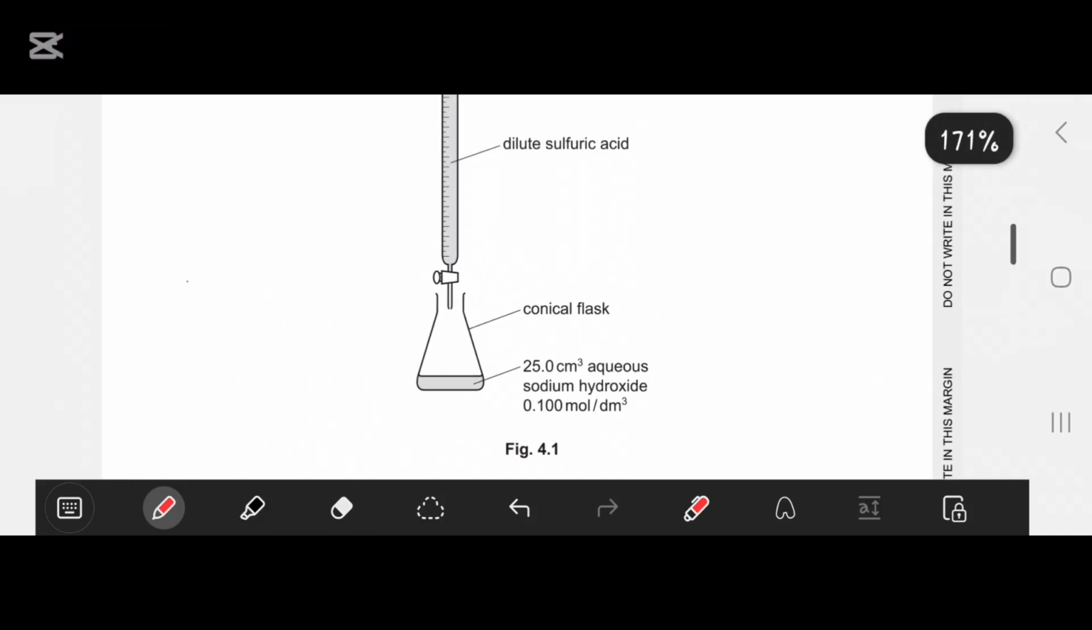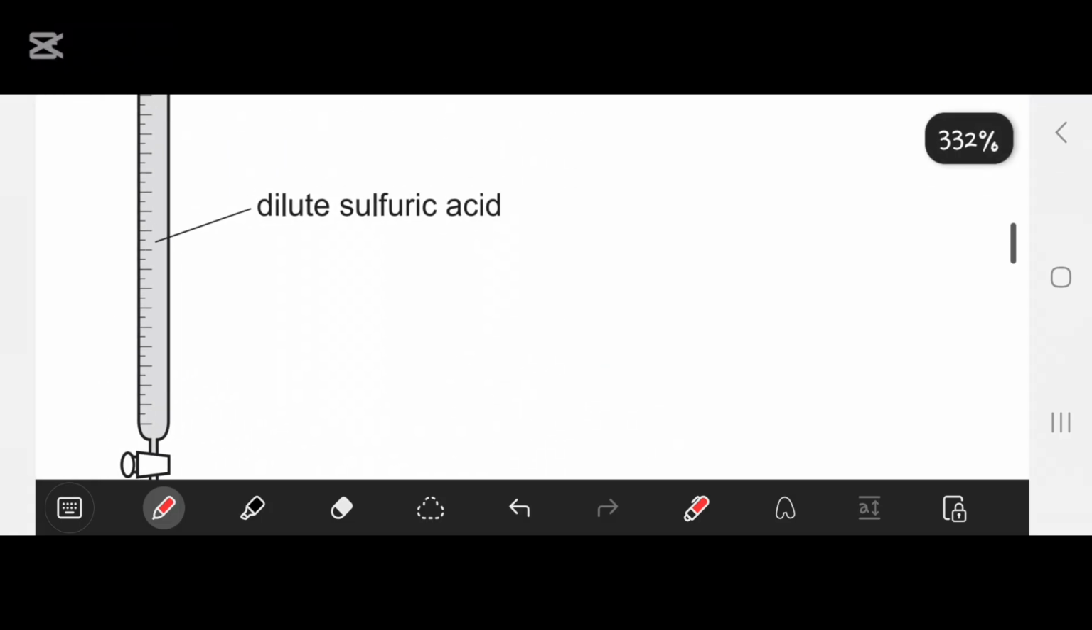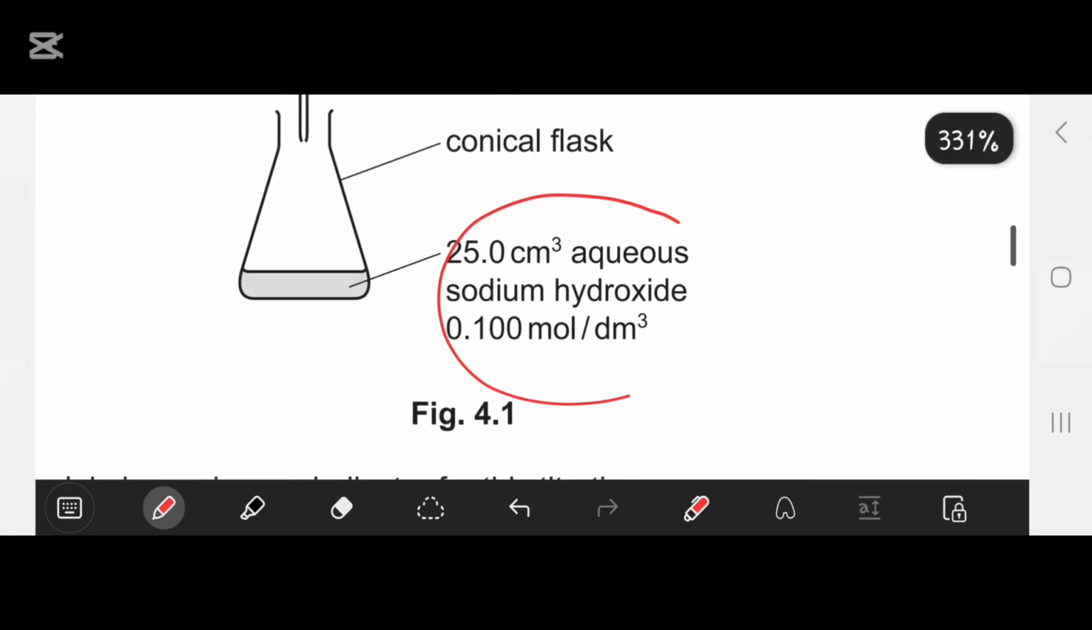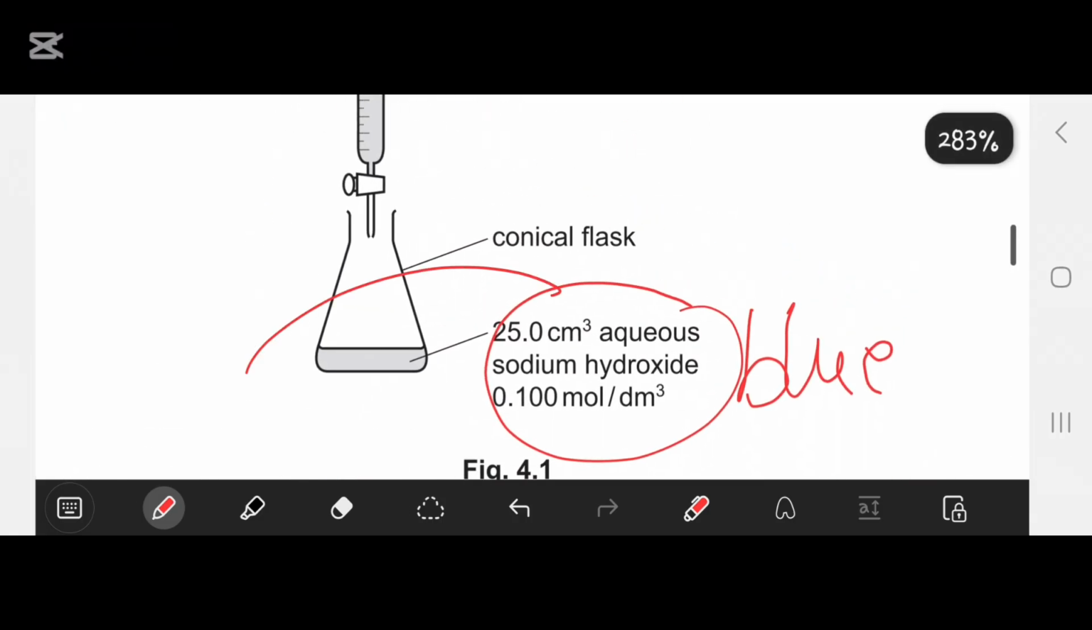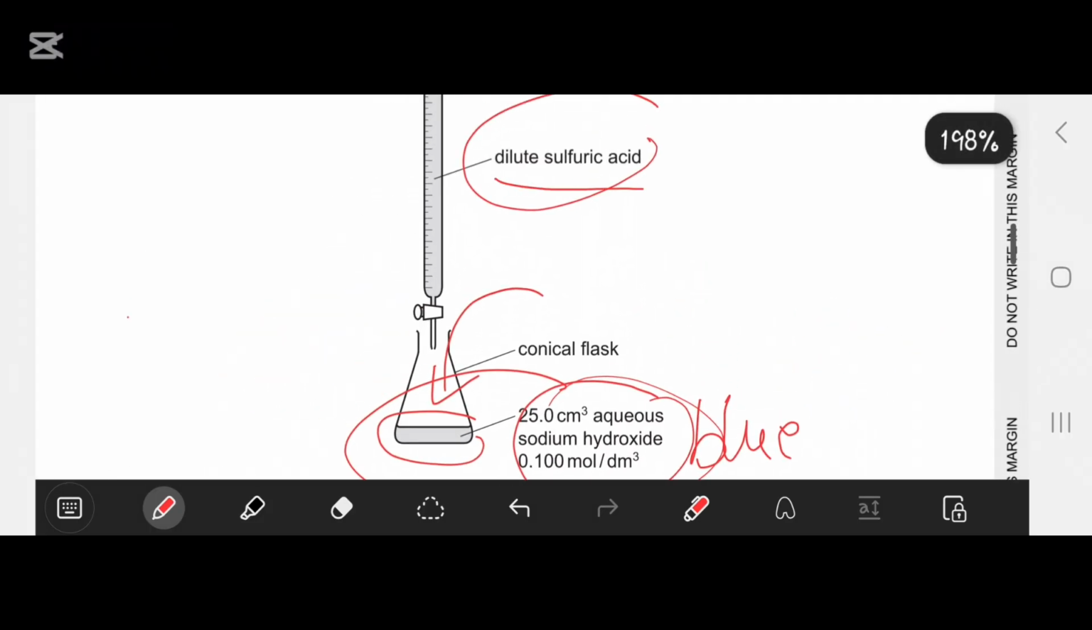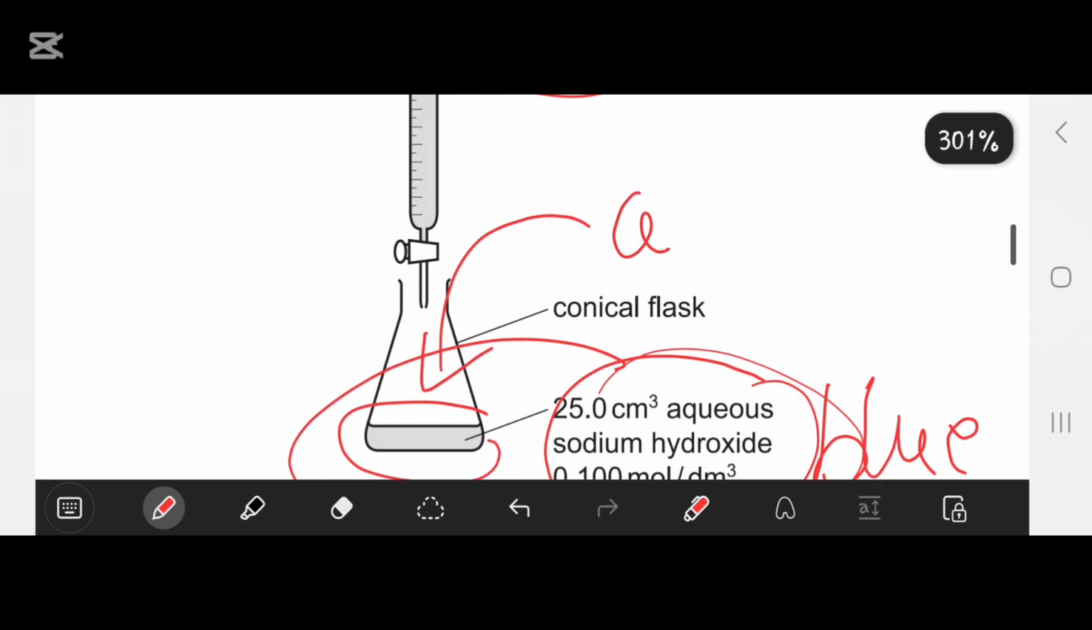Okay. He said he added thymolphthalein. We know thymolphthalein is completely colorless in acid and in neutral substances. But in alkali, it will be blue. Here in the flask, we have sodium hydroxide, and then we added thymolphthalein, so the color will be blue. When we add the acid to the exact amount, it will become colorless.